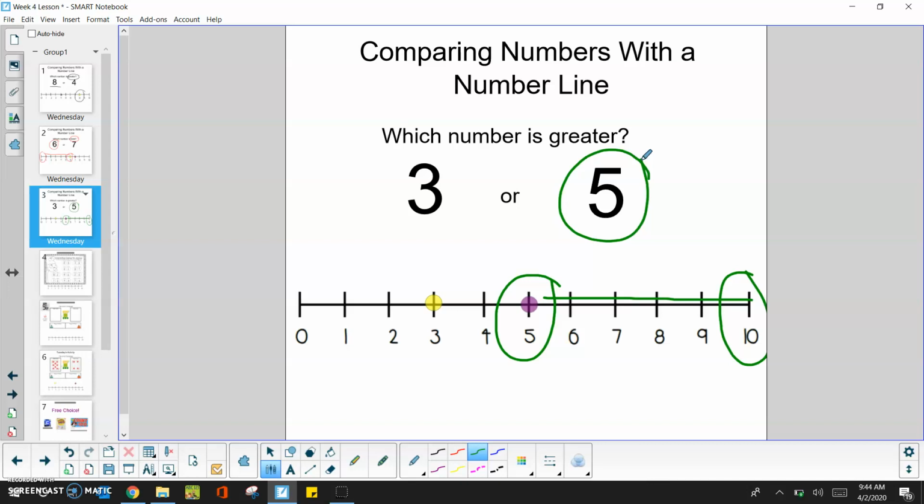Great job, guys. I love the way you were following along with me. So that was just a warm-up to remind us how to compare numbers with a number line. Let's look at the activities we're going to do this week. And that way, if you have a question, you can always come back and refer to the video to help you out.